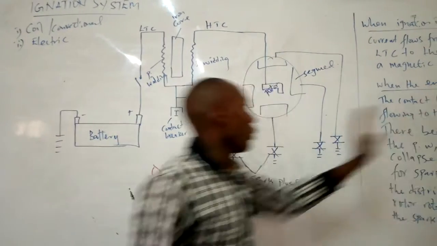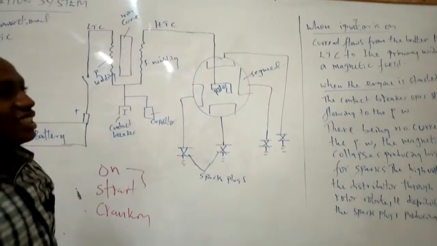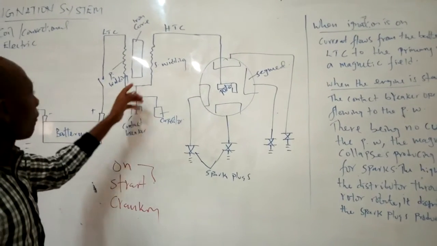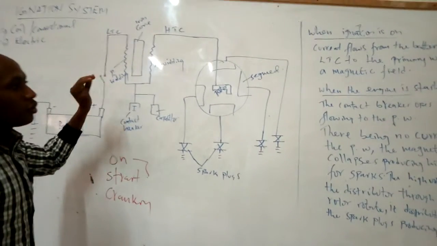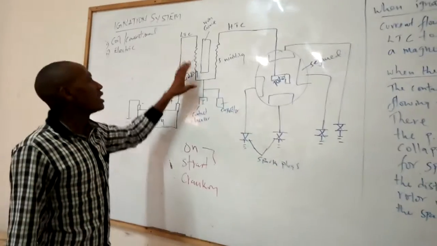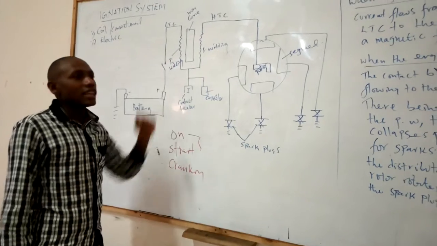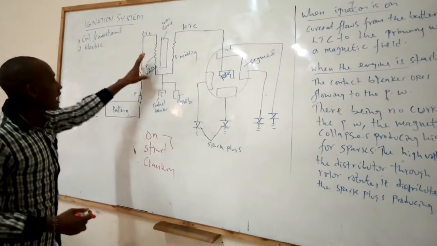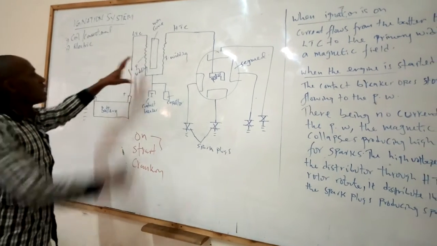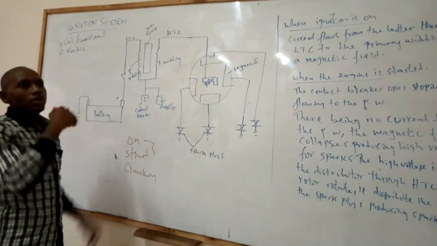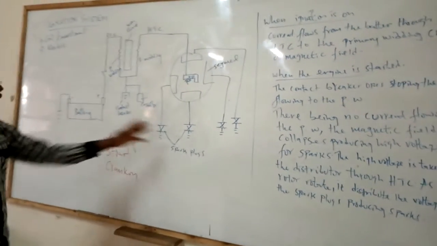When the engine is starting, the contact breaker opens, stopping the current flowing to the primary winding. Once the contact breaker opens, it switches off the current which was flowing to the primary winding. There being no current flowing to the primary winding, the magnetic field that was created collapses, producing a very high voltage required for the spark plug.